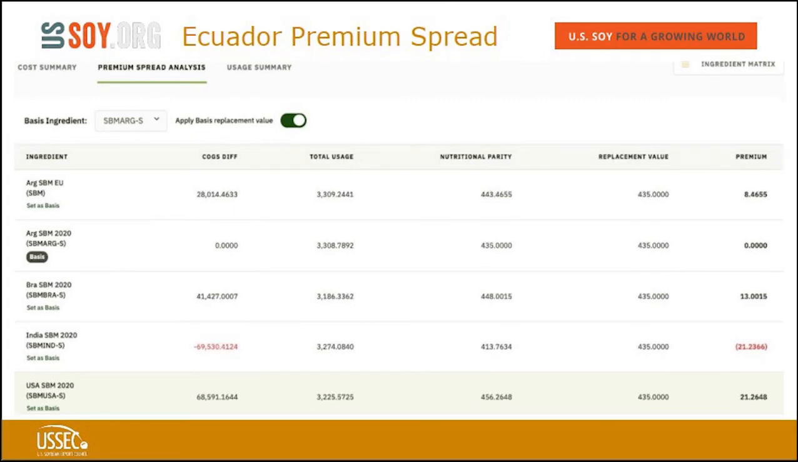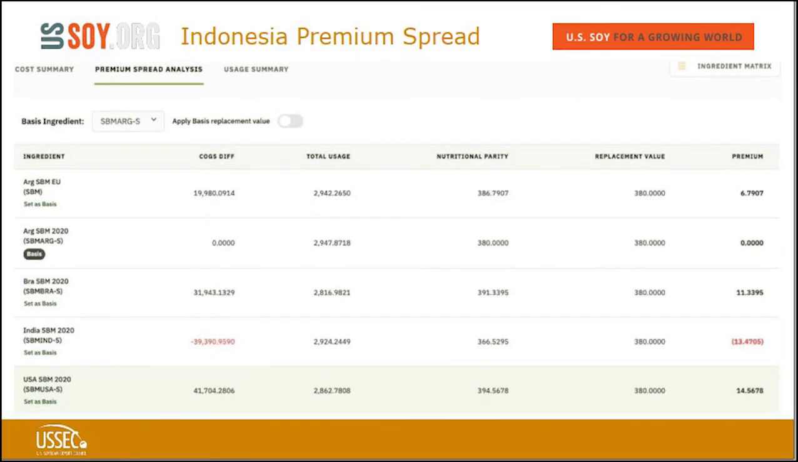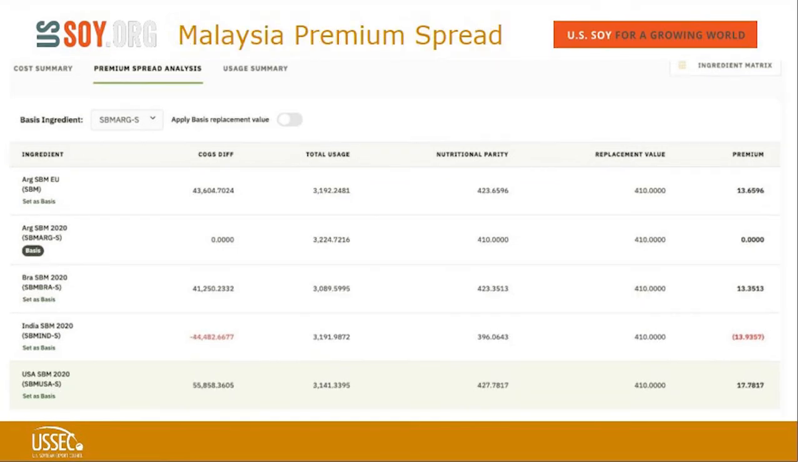We then move on to the next one. And this is Ecuador. We'll go to Indonesia. And we can see the same sort of pattern: as I go from Argentine up to the Brazilian meal, we've got an increase in the yield of about $31,000. If I use Indian soybean meal, I'm going to be losing money on that trade. And then if I use the US soybean meal, I'm going to be making further profits on the trade.